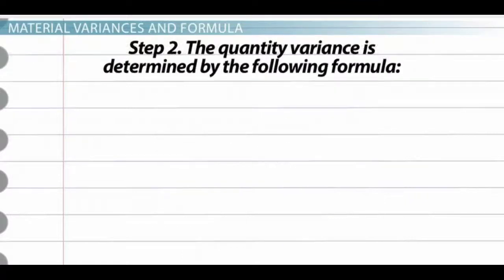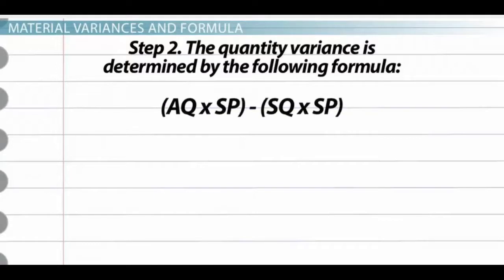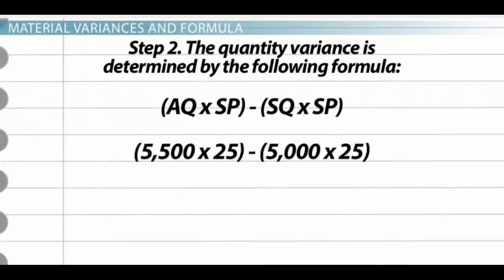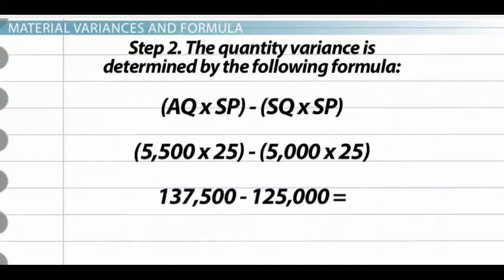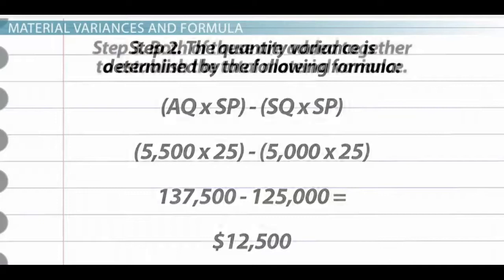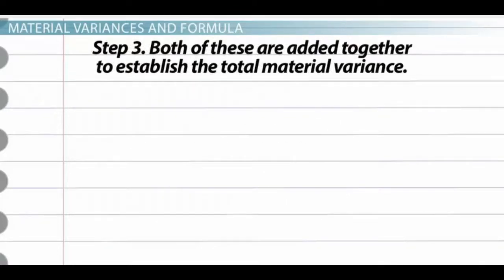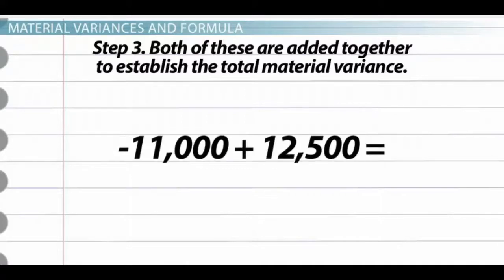Step 2. The quantity variance is determined by the following formula: AQ times SP minus SQ times SP. 5,500 times 25 minus 5,000 times 25, 137,500 minus 125,000 equals $12,500. Step 3. Both of these are added together to establish the total material variance. Negative $11,000 plus $12,500 is equal to $1,500.